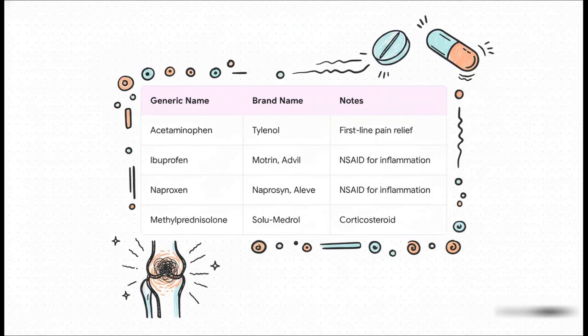Now, compare that to osteoarthritis. See how different the treatment is? We're not trying to suppress the immune system here. We're just trying to manage that wear and tear pain and inflammation. And that's why we see our familiar over-the-counter friends like Tylenol, Motrin, and Aleve. The treatment strategy completely matches the cause of the disease.